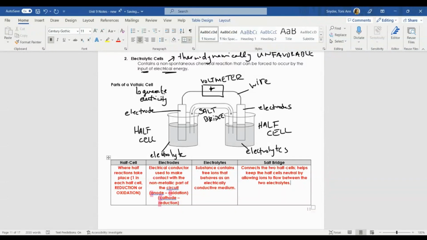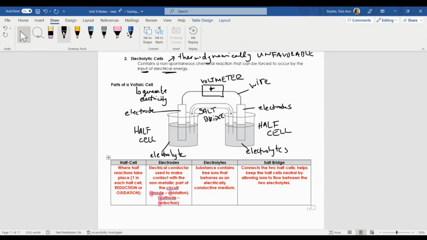So if you think salt bridge, okay, your salt bridge is going to contain some solution of a salt, okay? A lot of times it'll contain something that's super soluble, like sodium nitrate, potassium nitrate, something along those lines. It has to have positive and negative ions, and those ions help to keep the reactions that are occurring in each half cell totally neutral.